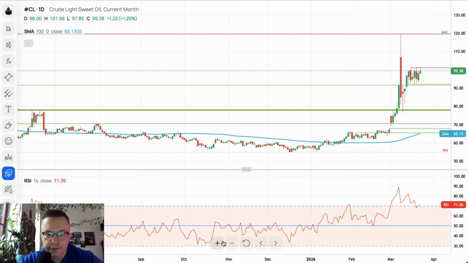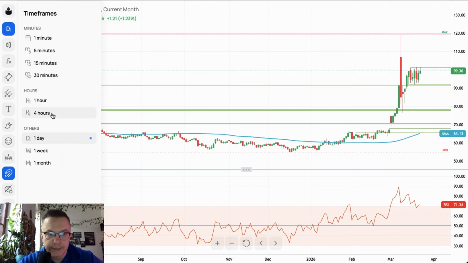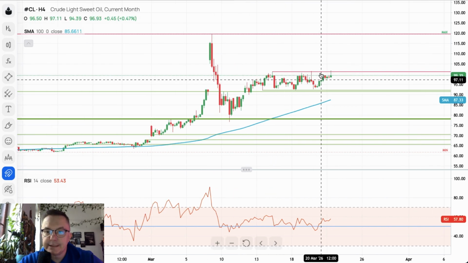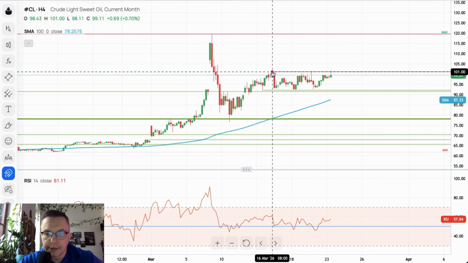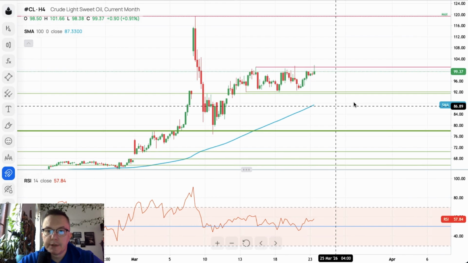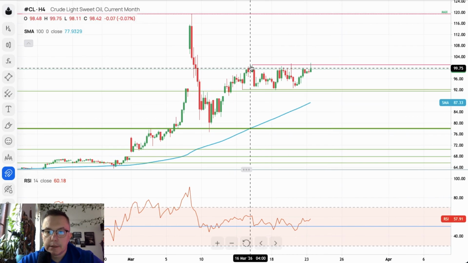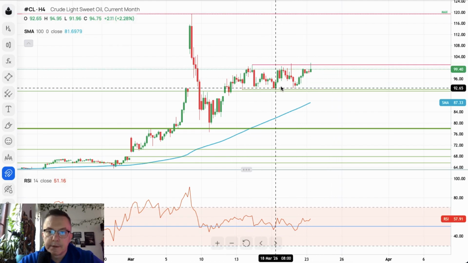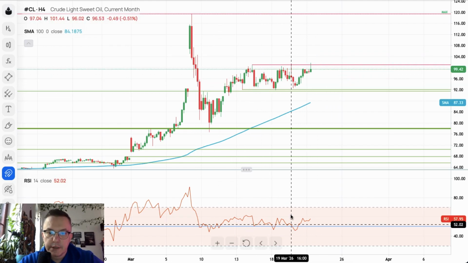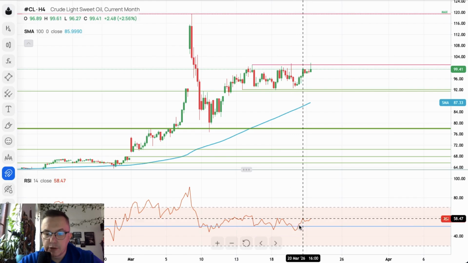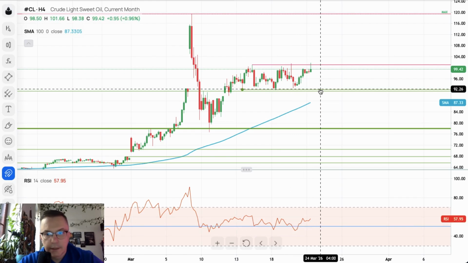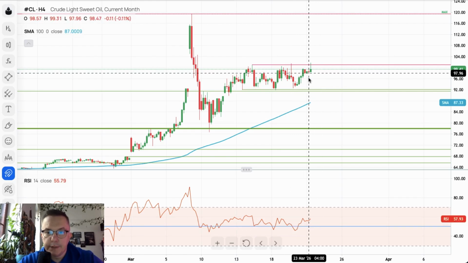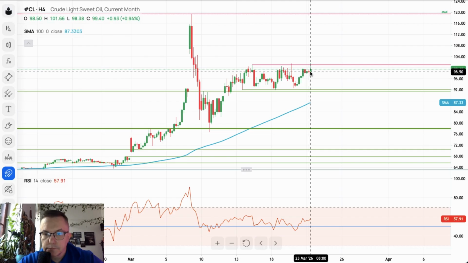Crude oil just below the 100 yet again. So you can see this level here, 101, just being rejected by the bears. Nevertheless, as you can see, we range here, right? We range here with quite neutral to positive momentum. This might be a bullish breakout sooner or later.